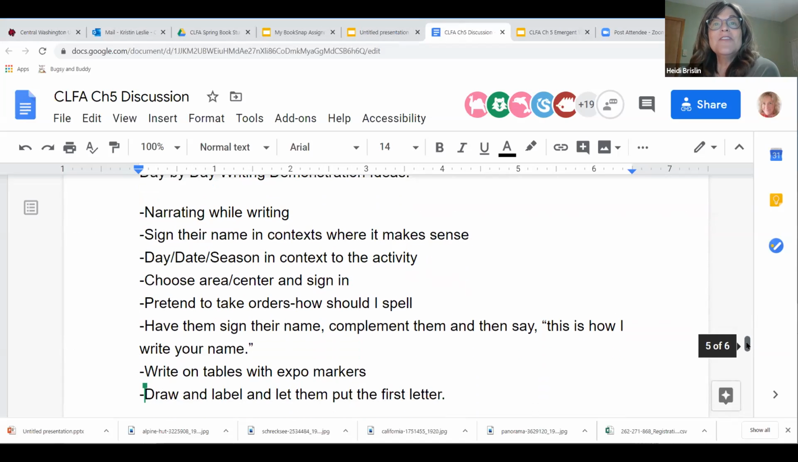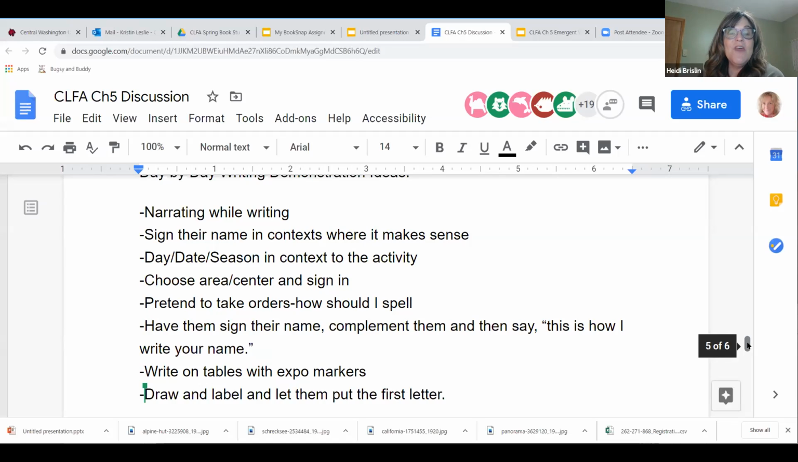What people really loved was signing their names in context that makes sense instead of just writing their name to practice writing their name, and doing the same kind of thing with the season or the day. And then having one of your classroom areas or centers have a sign in for that, so there are multiple opportunities to sign in every day.